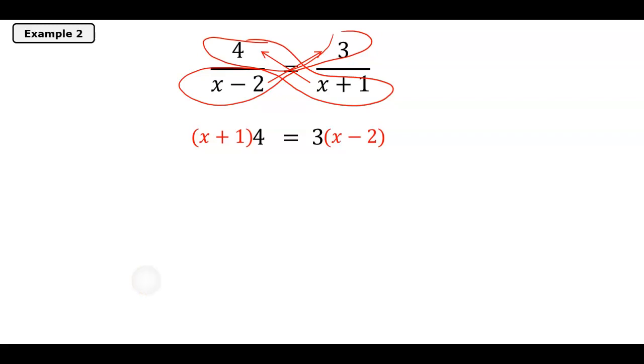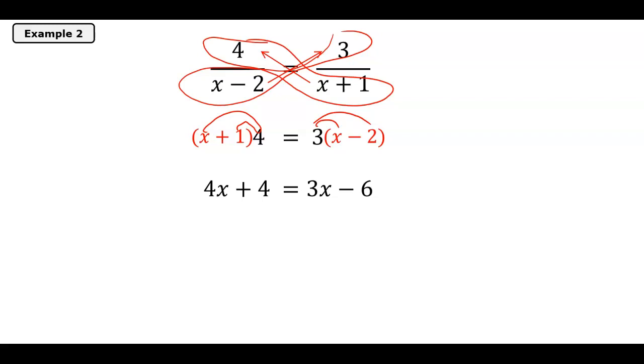All right, so we are now going to distribute that 4. So what is 4 times x and what's 4 times 1? 4 times x is 4x, 4 times 1 is 4. And then you do the same thing on the other side. You distribute 3 times x, 3 times negative 2. So 3 times x is 3x. 3 times negative 2, negative 6.